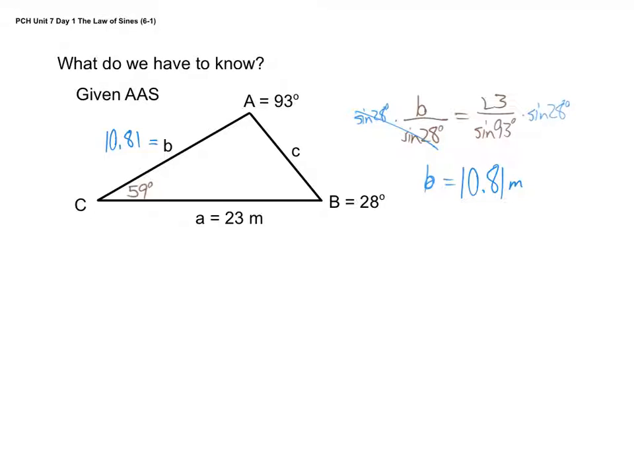So here we would have to use the law of sines again. C over the sine of 59 equals 23 over the sine of 93. Or we could have used the 10.81 over sine of 28. Since I rounded that, I'd rather use what I'm given if I can, to make it more precise, but either one would work.